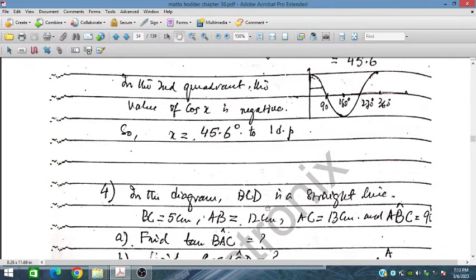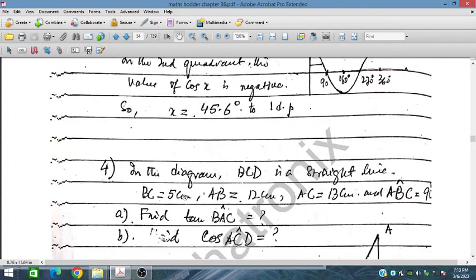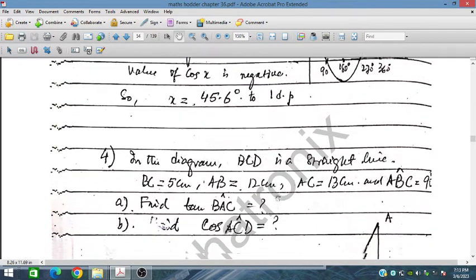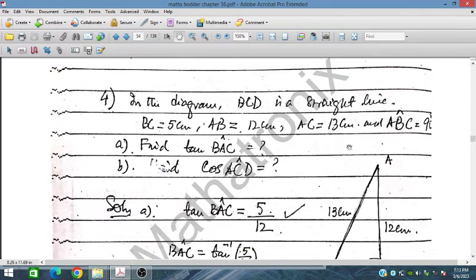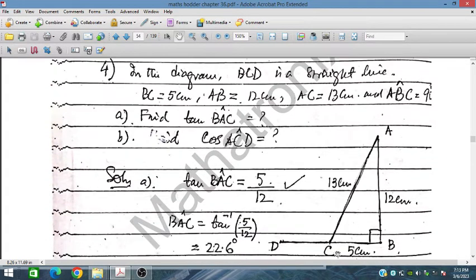In the diagram, BCD is a straight line, BC is equal to 5 centimeter, AB is equal to 12 centimeter, and AC is equal to 13 centimeters. So this is 5 centimeter, 13 and 12 centimeter. ABC, this angle is 90 degree. Find BAC, so we have to find this angle, and cos ACD, this angle.